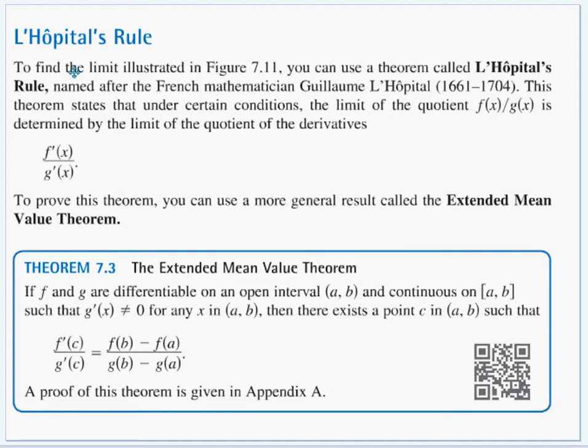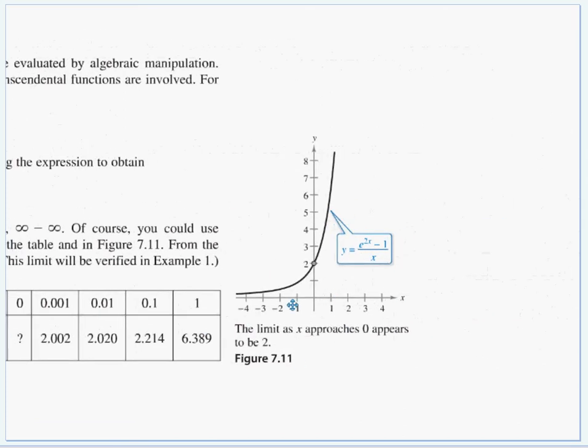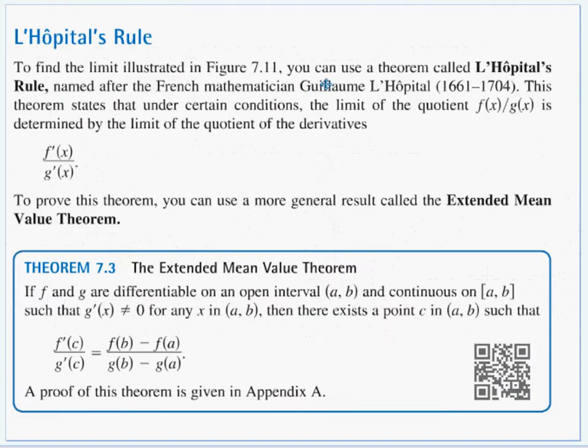L'Hopital's rule. Now it says to find the limit illustrated in figure 7.11, that's this one here. To find that limit, we can use a theorem called L'Hopital's Rule, named after the French mathematician Guillaume L'Hopital back in the 1700s. And now that I look at it, he only made it to 33 years old. No, 43 years old. 43.